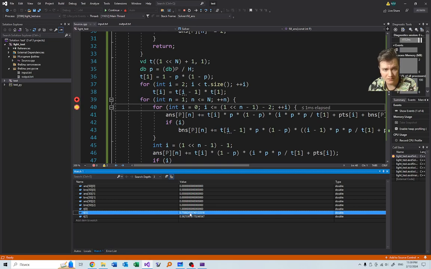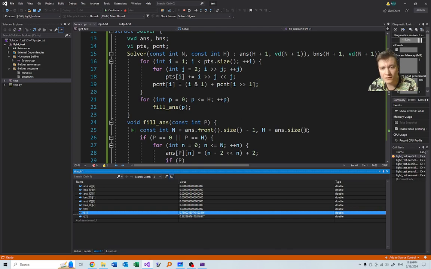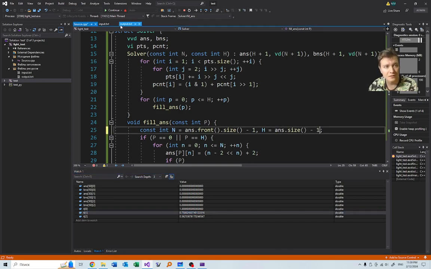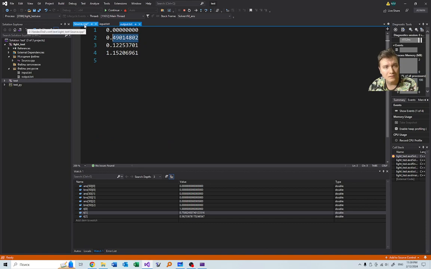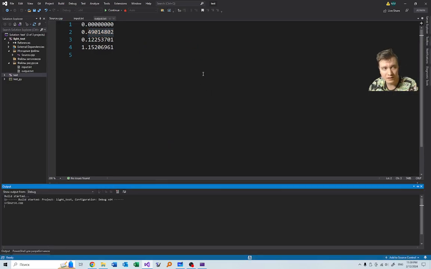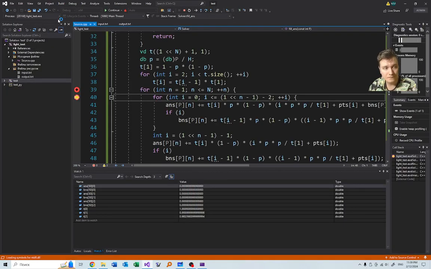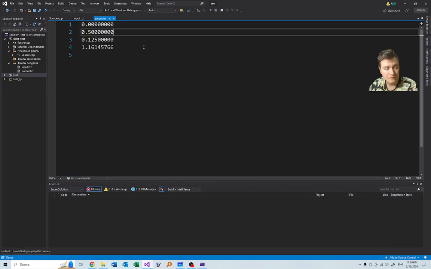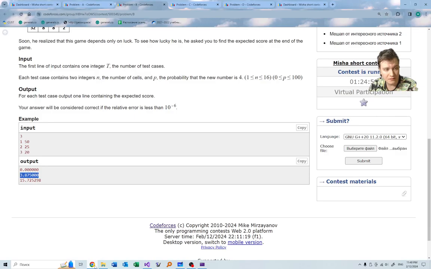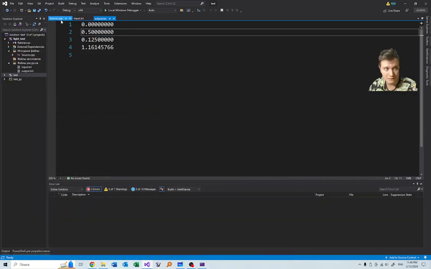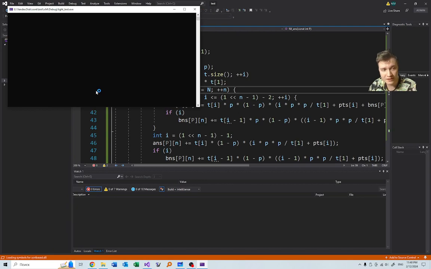What is it? What is that? What is H? 101? I need to subtract 1 here. Okay, I need to subtract 1 here. Now it makes more sense, but still the answers are absolutely random.